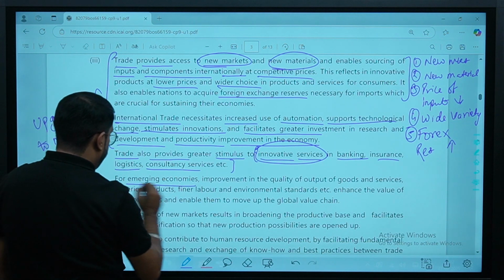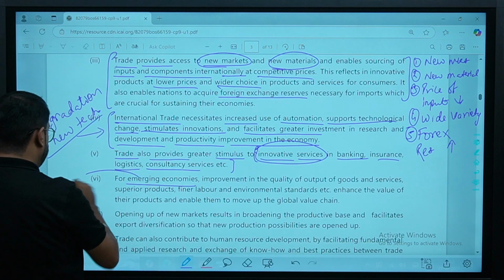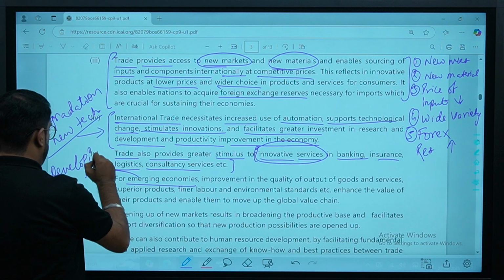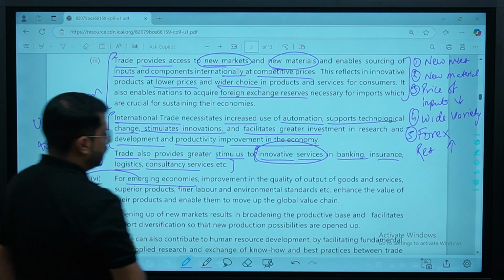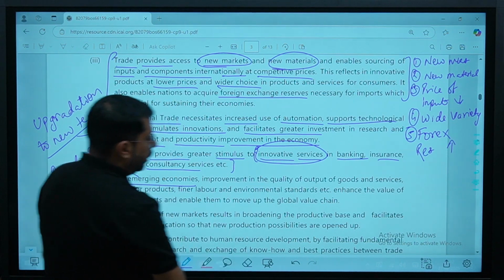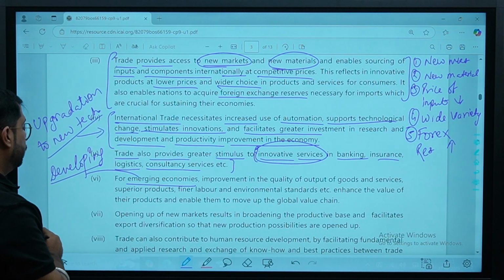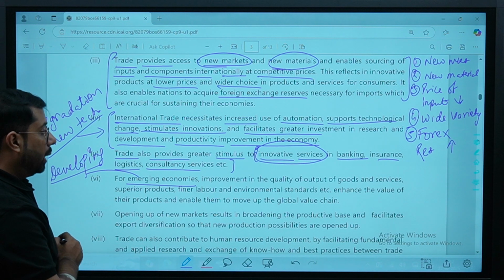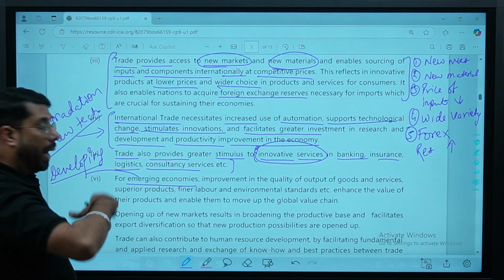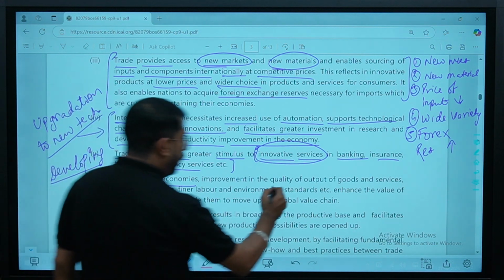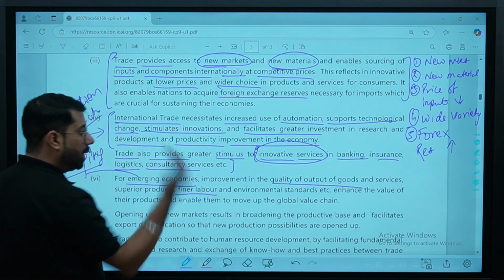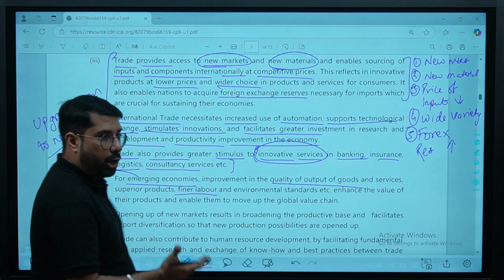For emerging economies, that is the developing countries, improvement in the quality of output of goods and services, superior products, finer labor and environmental standards, etc., enhance the value of their product and enable them to move up the global value chain. It means when you explore more, the quality of your product and service will improve. You will get more specialized labor, right? It means the quality of goods is improving.